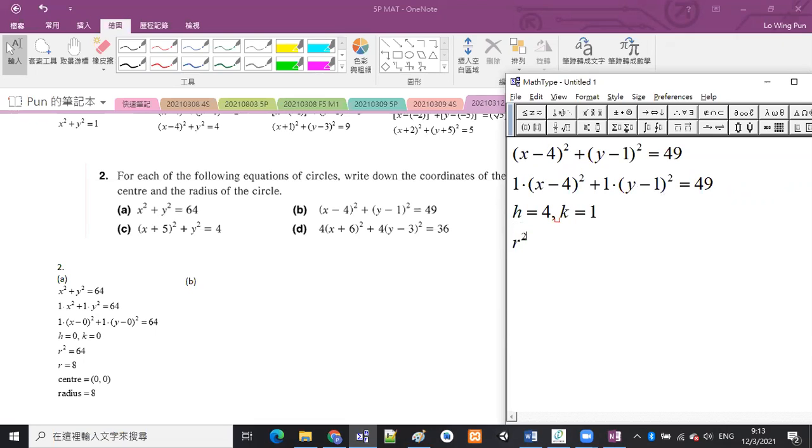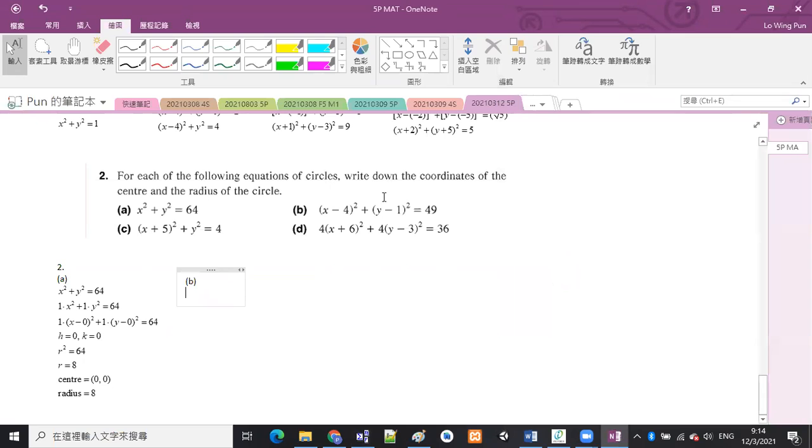And then we have r square equal to 49. Then we take square roots on both sides. The left hand side is r, and right hand side square root of 49 is equal to 7. So we have h value, k value, and r value. Then the center will be equal to 4 and 1. Radius is equal to 7. And that is the answer of part B. Is it okay? Is this speed okay? Can you follow?